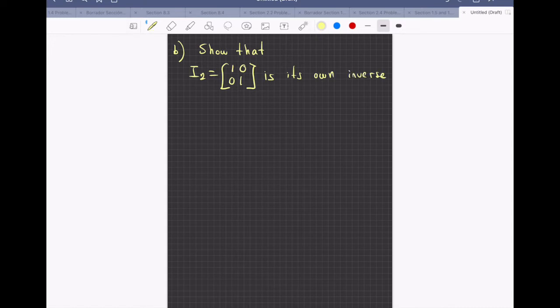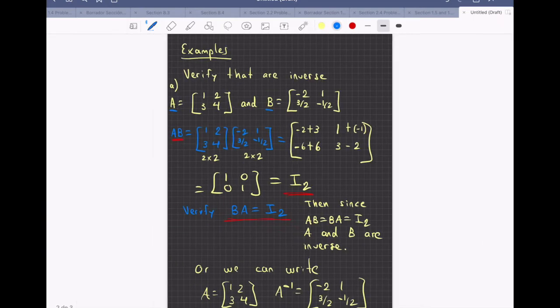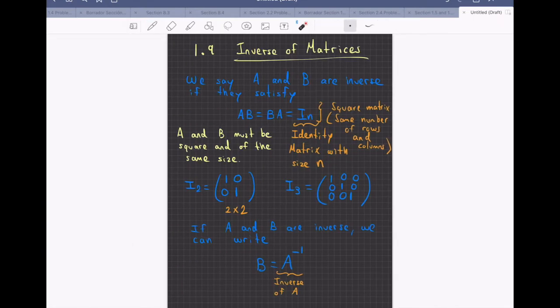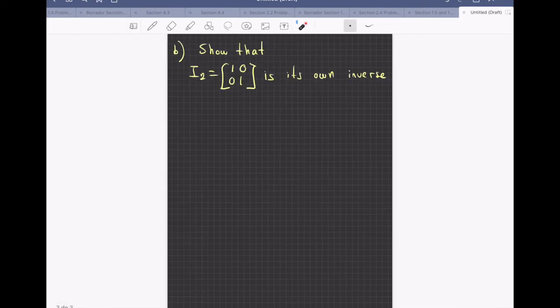How can we verify that? Well, again, due to the definition we have for inverse, the multiplication of the two matrices A times B and B times A, in both ways, must be the identity matrix. So if I'm saying that this is its own inverse, then I need to multiply I2 times itself, and I should get I2. We have [1, 0; 0, 1] times [1, 0; 0, 1].